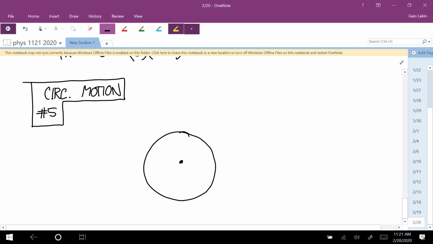And what do we know? We know that it's moving with a constant speed. Let's say it's going this way, at 8.80 meters per second, so like 20 miles an hour. And it has a radius of 0.34 meters.